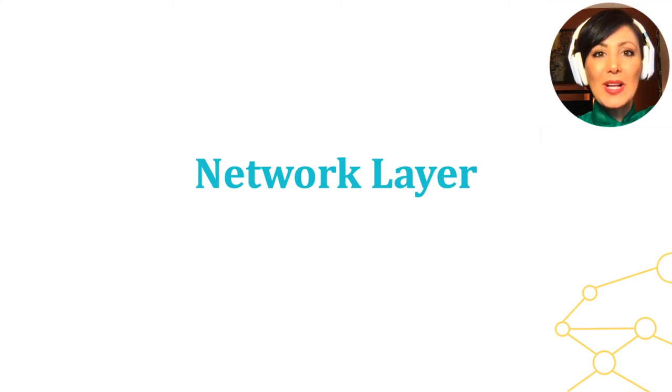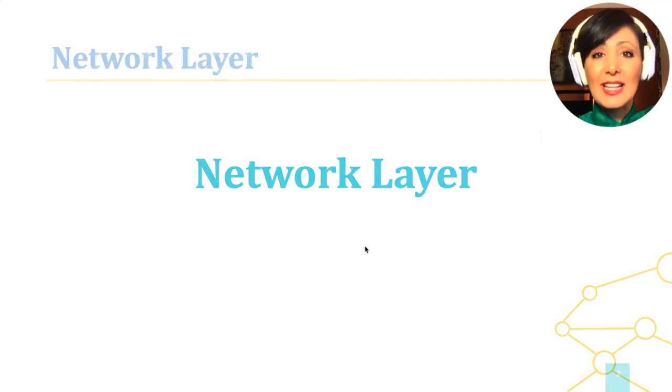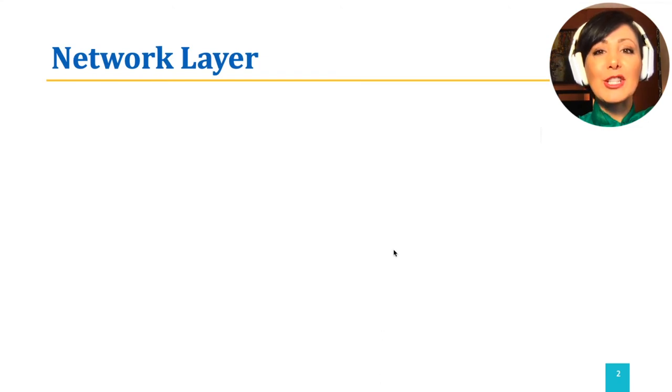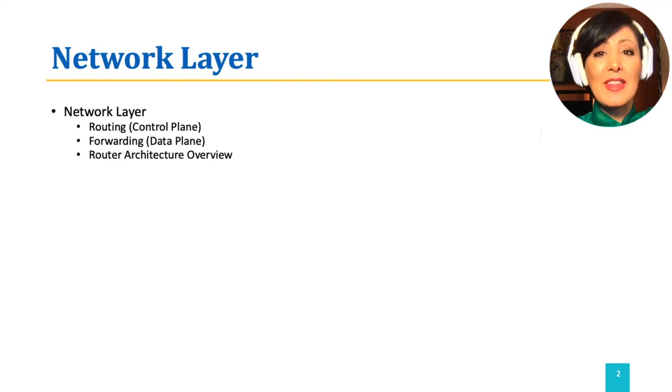Hello, and welcome to our discussions about the network layer, which is layer 3 of the Internet Protocol stack. We will start learning about the network layer by exploring two main functions offered at this layer of the Internet Protocol stack: routing and forwarding. We will see that these functions are provided through two main interacting parts: routing performed at the control plane and forwarding at the data plane.